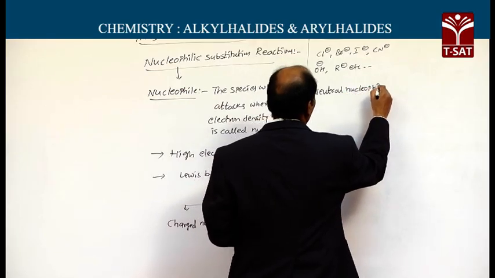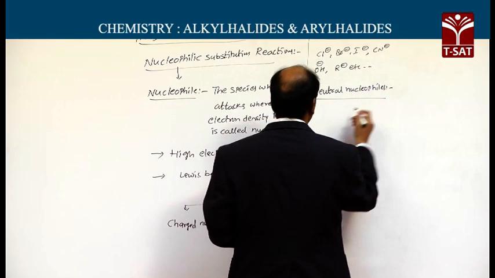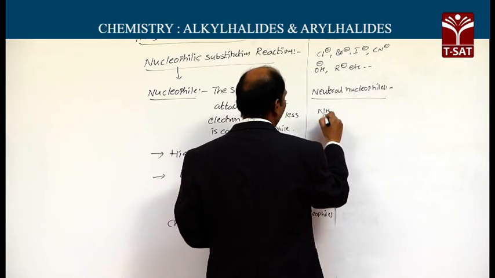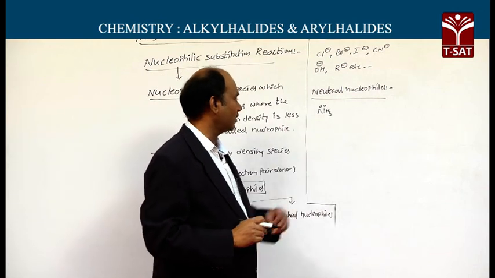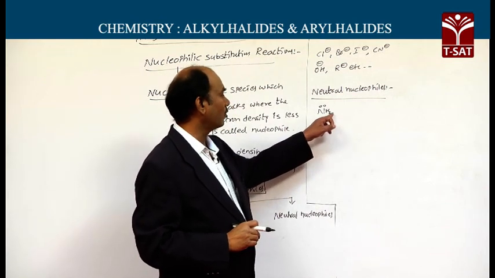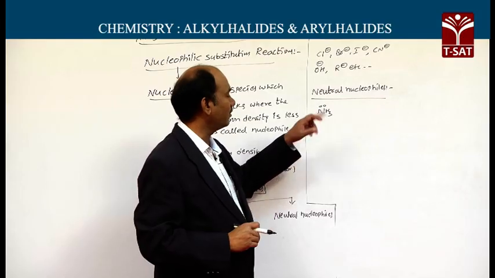These are neutral nucleophiles. For example, suppose you take NH3, fifth group hydrides. Here if you observe this NH3, 3 times 2 is 6, 6 plus 2, 8 electrons are there.